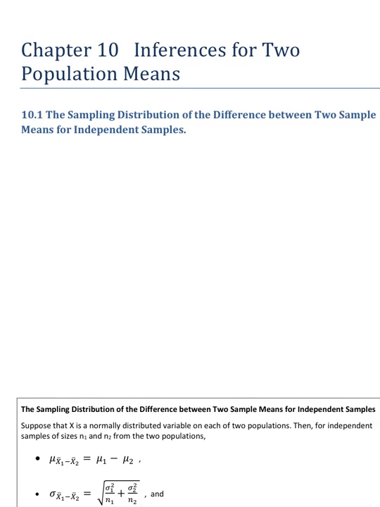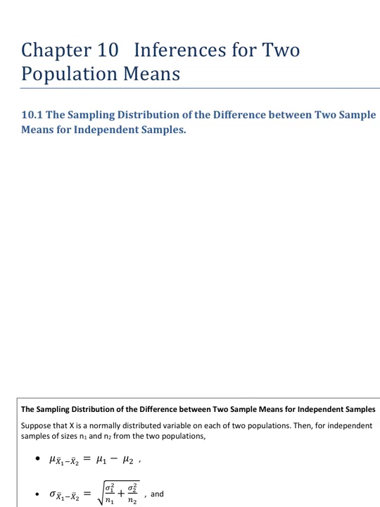Chapter 10, Inference 4, two population means. Can you remember the title of Chapter 8? Chapter 8 was confidence interval for how many population means? For one population mean. How about Chapter 9? The title was hypothesis test for one population mean. In Chapter 8 and Chapter 9, we had only one population.